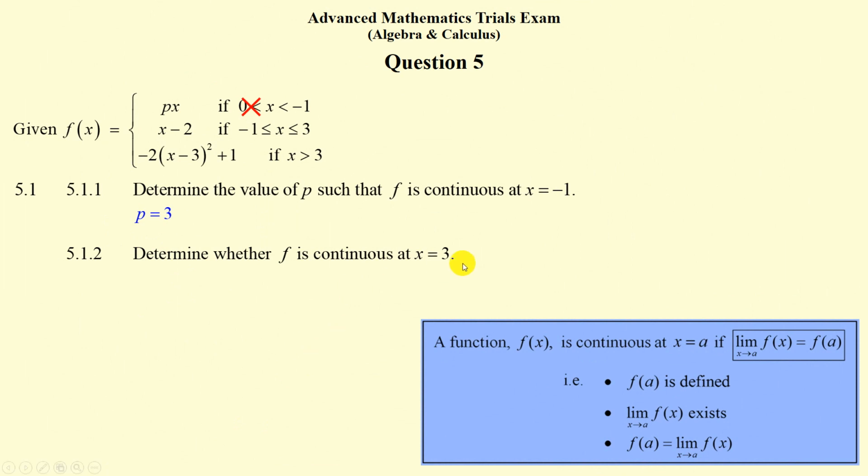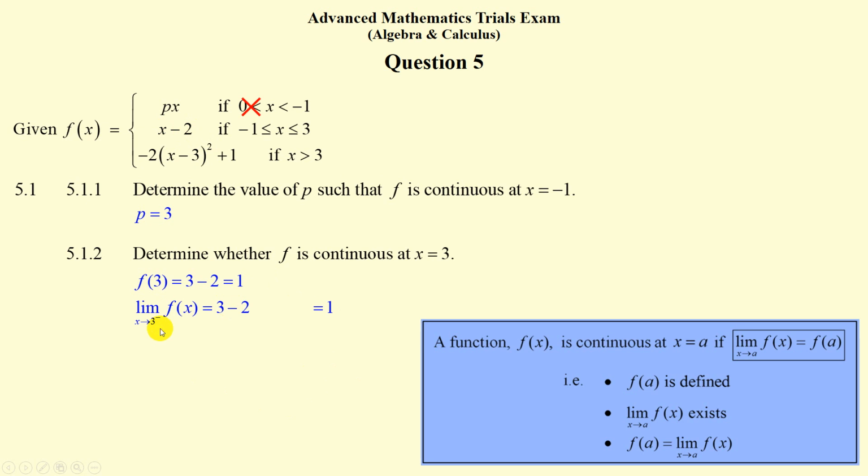Now determine whether f is continuous at x equals 3. So first of all, we have to see if the limit as x tends to 3 of f of x is equal to f of 3. And of course, we have to see if the left limit equals the right limit. So f of 3 equals 1. And how do we know that? Well, because that's the function that determines f at x equals 3, not this one, because this is for x greater than 3. So we substituted 3 in for x there.